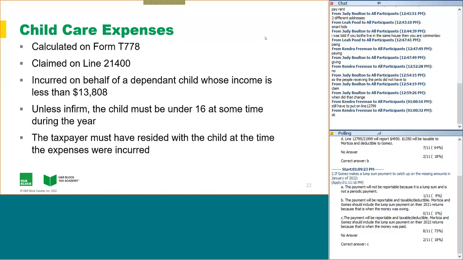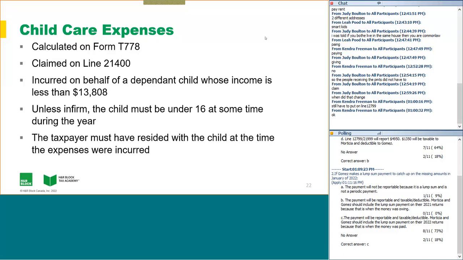Okay? So you've determined if you can claim it, who can claim it, how much you can claim. Fill out a T778, and that is a deduction. So it takes income off before we calculate tax on line 21400. So you can only claim child care for a dependent child whose income is less than $13,808. So they have to have low income. If they have high income, they're not a dependent child because they can pay for themselves.